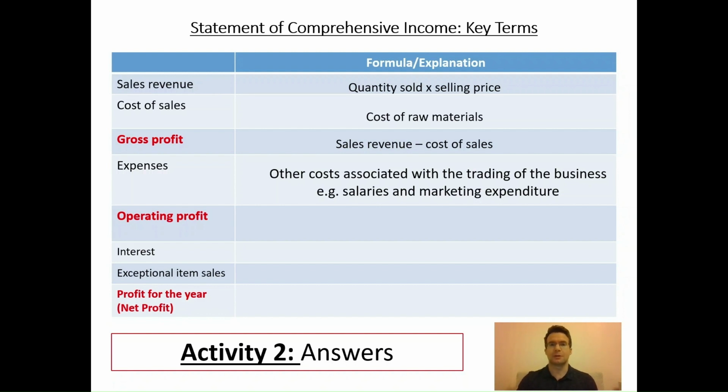Staff salaries being one of them. Advertising being another, insurance being a third. These are costs that businesses have to spend money on, but they're not directly associated with the cost of making the sale. Operating profit is simply gross profit minus expenses.